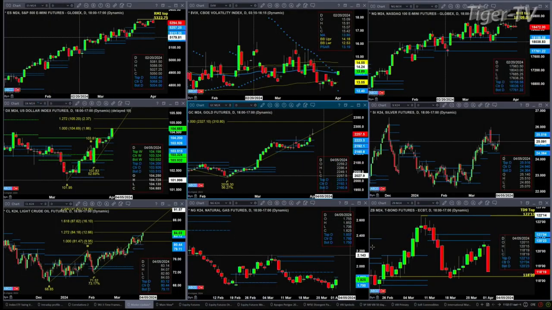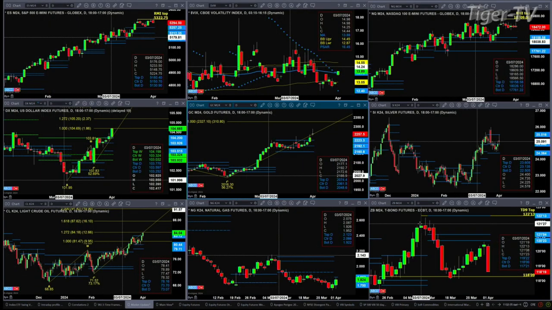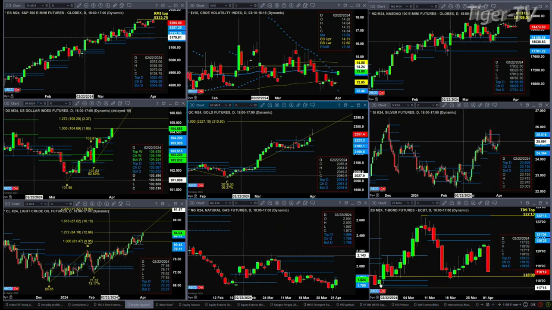And finally, the 30-year Treasury, it's got a TD9 count top that formed way back here in the trading session of March the 7th. And now price is likely going to target a swing low down from February 22nd. That's in the range of between 117.11 at the bottom and 118.09 at the top.